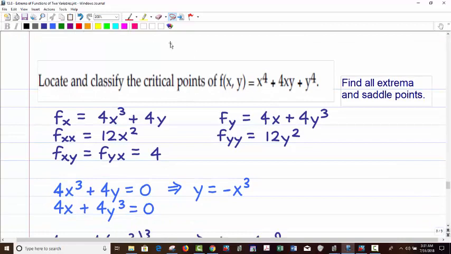So let's take a look at this. The x partial will be 4x cubed plus 4y. fxx would just be 12x squared. And then fxy, we go back to the top line here to do this. So you're taking the y partial of this, which is 4. fy is 4x plus 4y cubed. And then fyy would be 12y squared, because it's the y partial of this, fy.